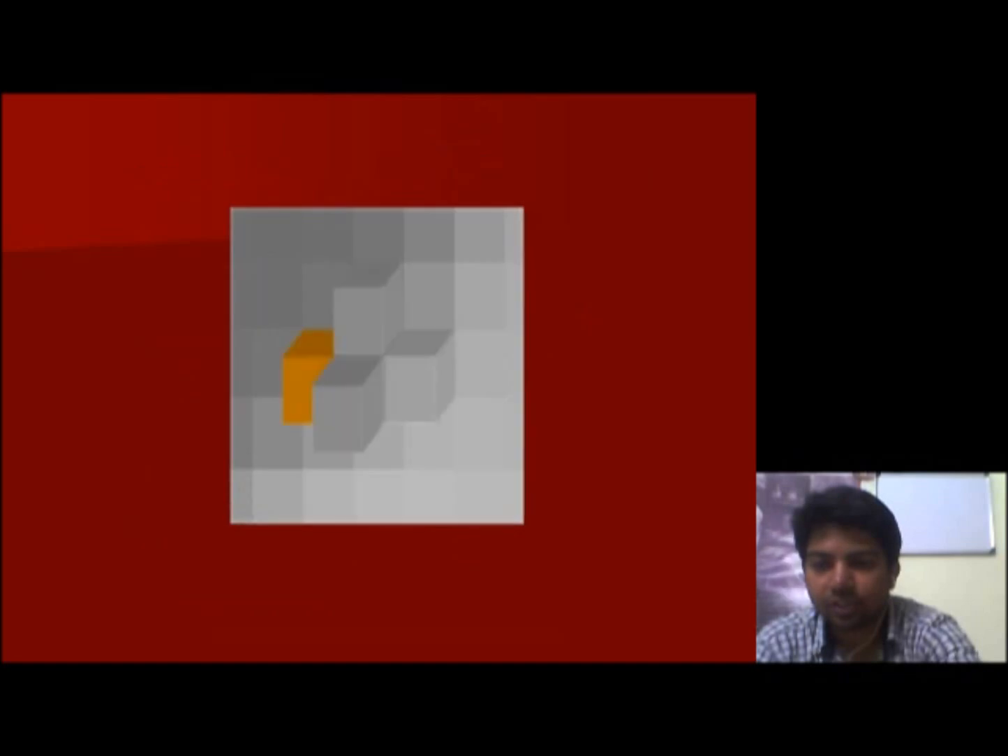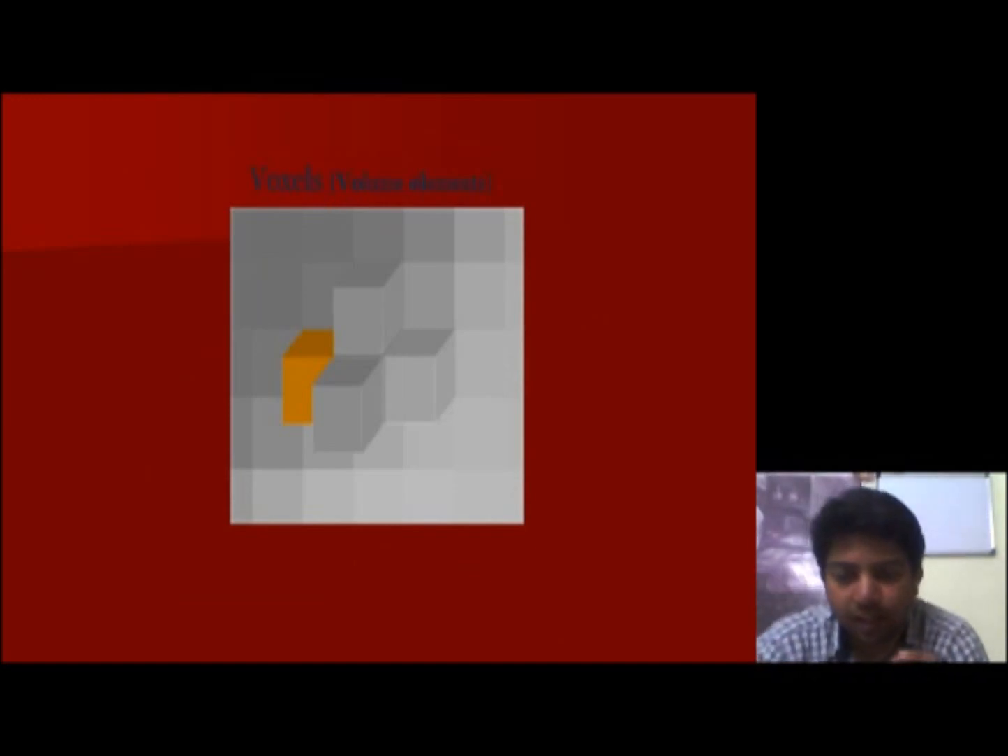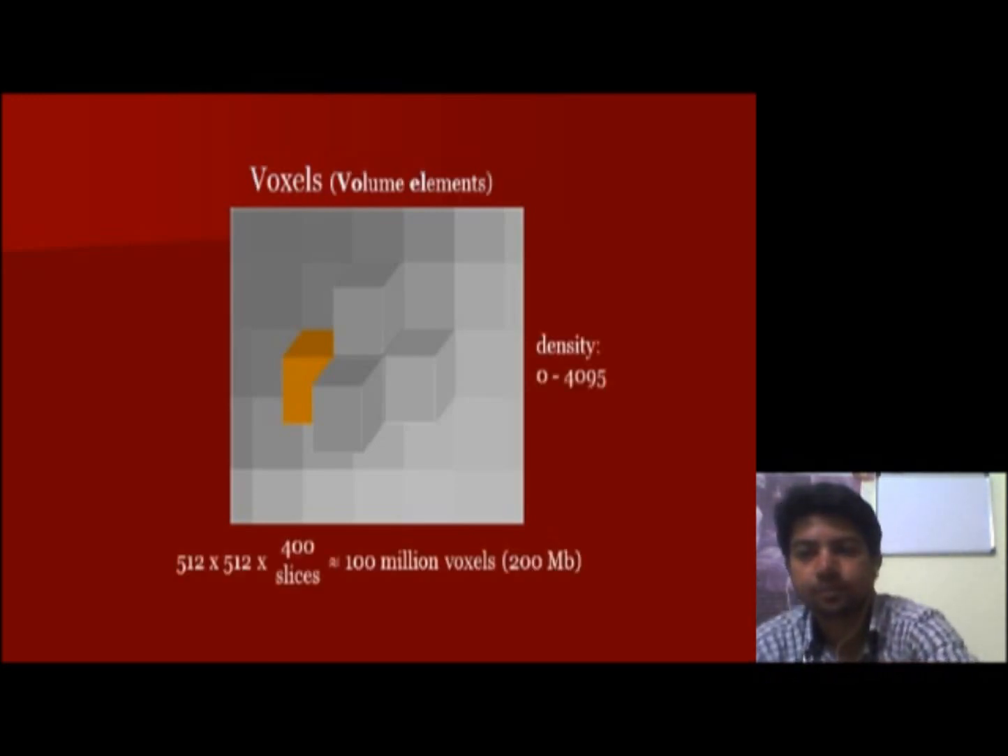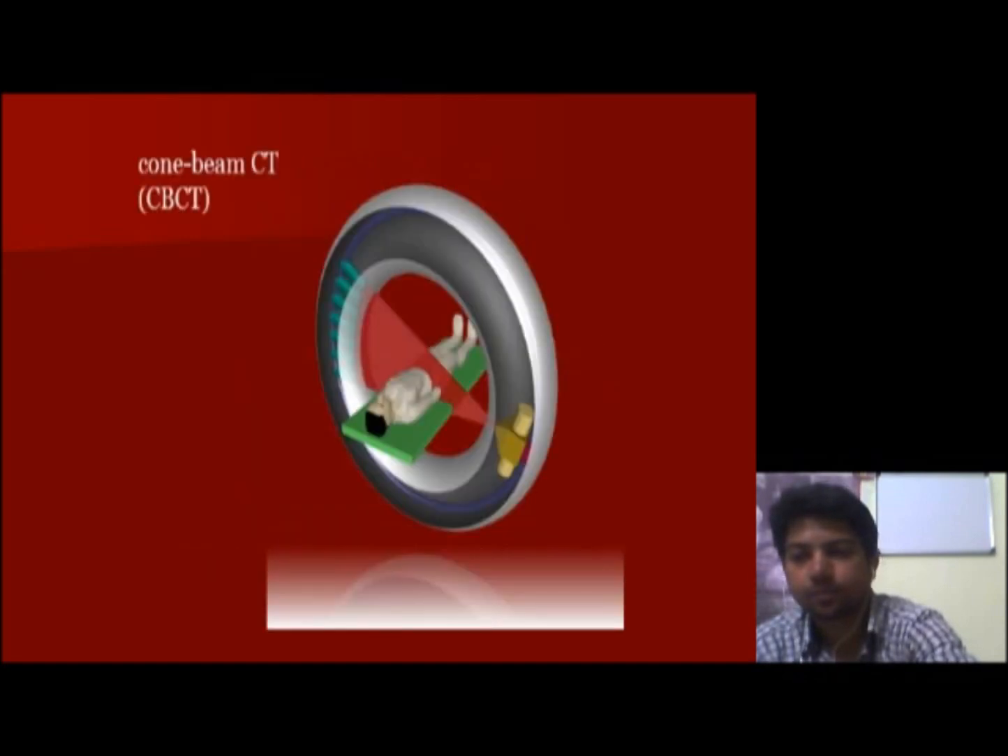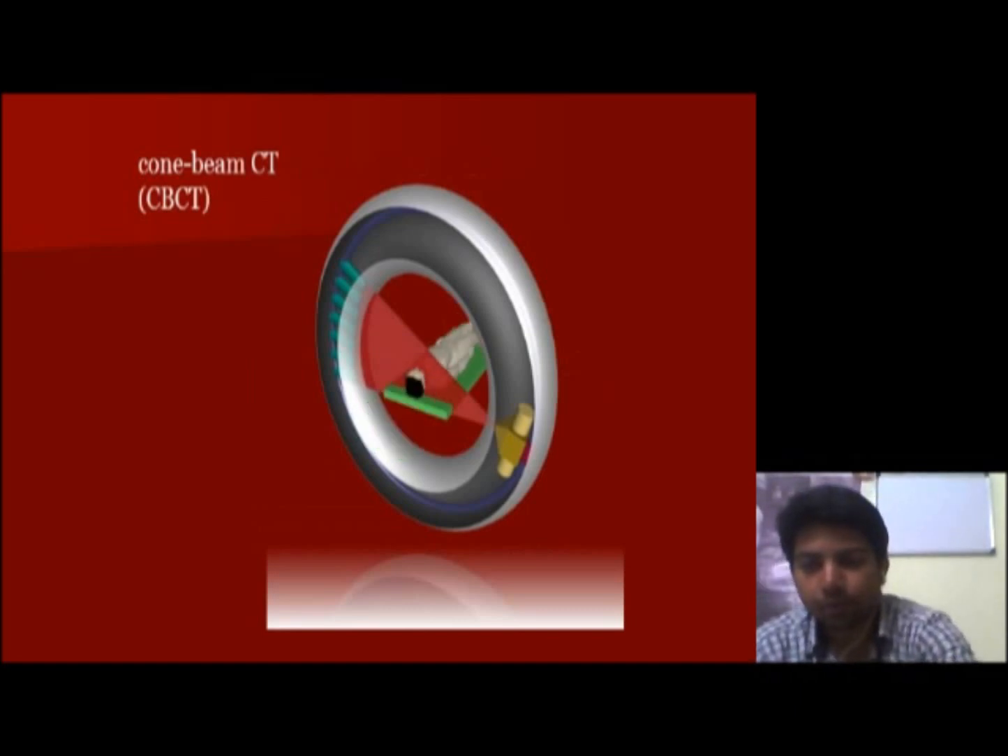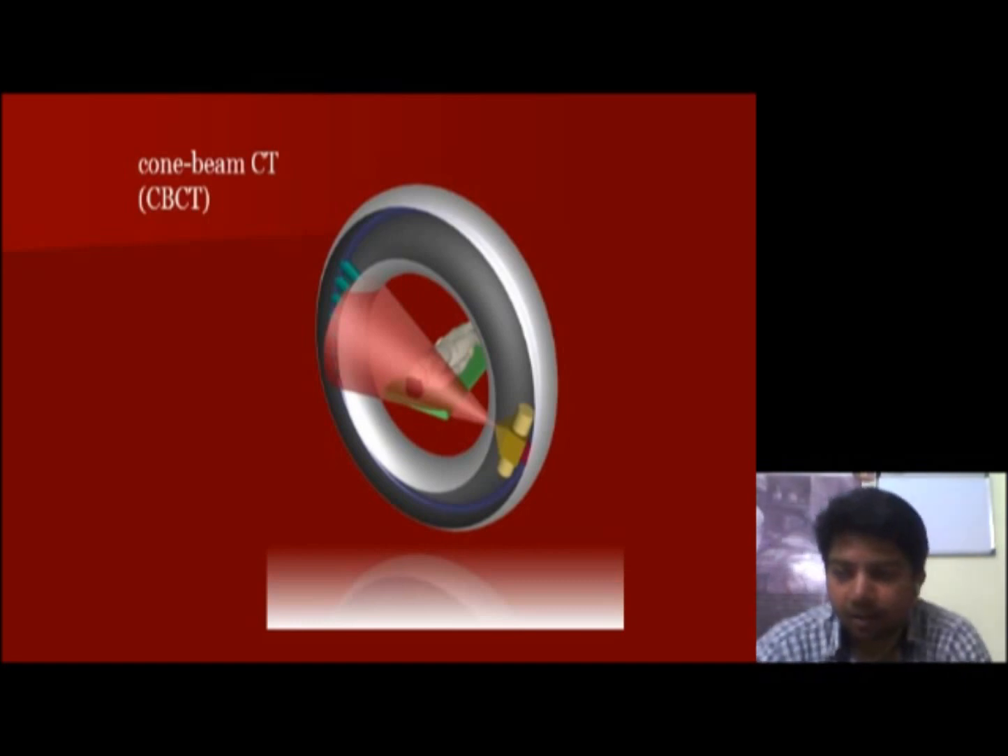Reconstruction results in formation of an image with various grayscales, and these grayscales contain a smallest picture element called pixel and smallest volume element called voxel. Whereas in cone beam computed tomography, instead of a fan beam, we use a cone shaped beam, and CT can be used for imaging any part of the body, but cone beam CT is especially used for imaging the head and neck region.